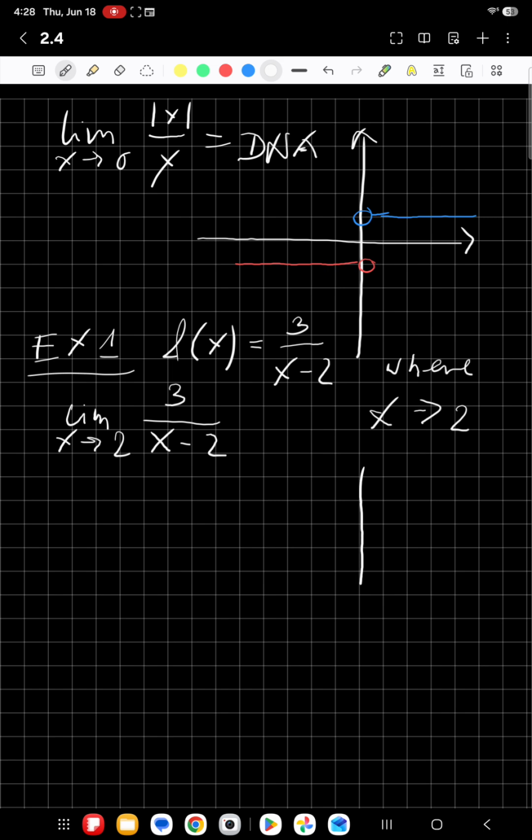So this is a hyperbola. The regular parent function would be 1 over x or 3 over x, but now we have this minus 2 in the denominator, so that will shift the graph to the right by 2. And then we have the regular shape of that hyperbola. Here's the right branch, here is the left branch.